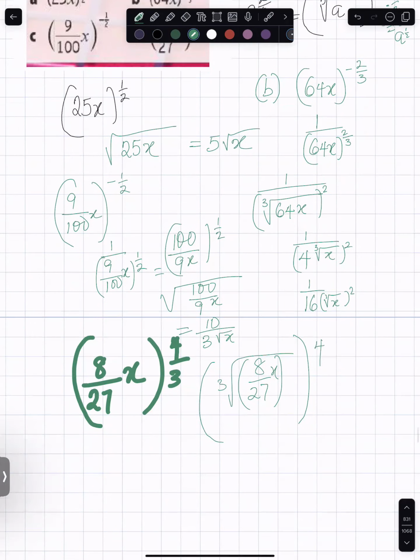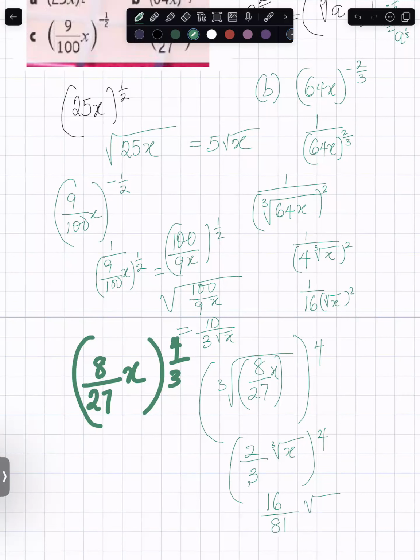The cube root of 8 is 2, and the cube root of 27 is 3. And the cube root of x remains cube root of x. Then we have it raised to 4. So this gives 2 raised to the power of 4, which is 16, then 3 raised to the power of 4 is 81. Then we have cube root of x raised to 4. So this is our basic idea of using indices for our expansion.